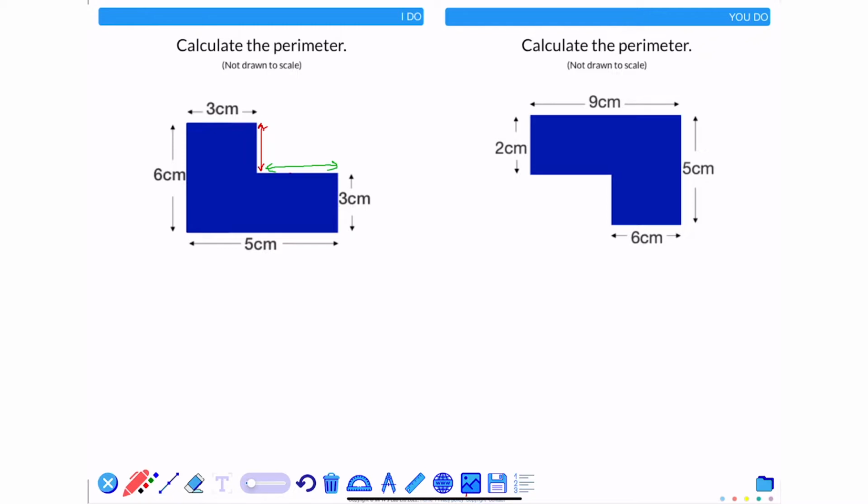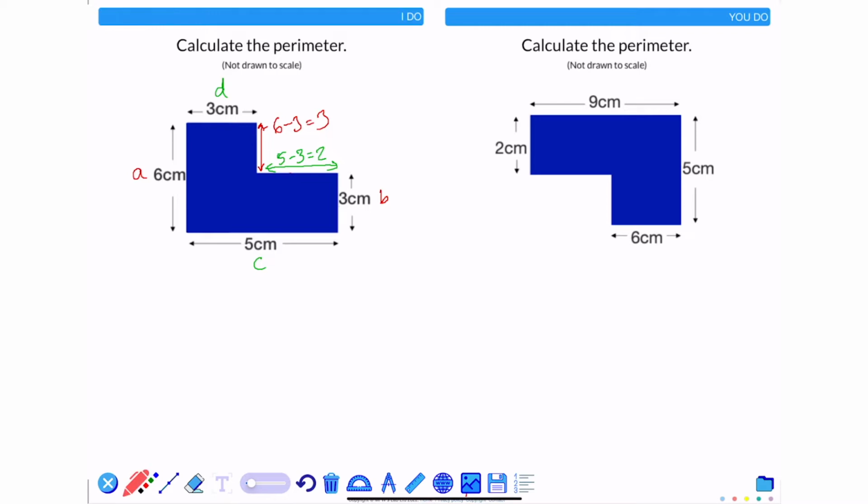To calculate the red length, I know that side A is 6 centimeters and side B is 3 centimeters. The red length must be the difference between them, so 6 minus 3. To calculate the green length, I know that side C is 5 centimeters and side D is 3 centimeters. So the green length is the difference between them. 5 minus 3 is 2.